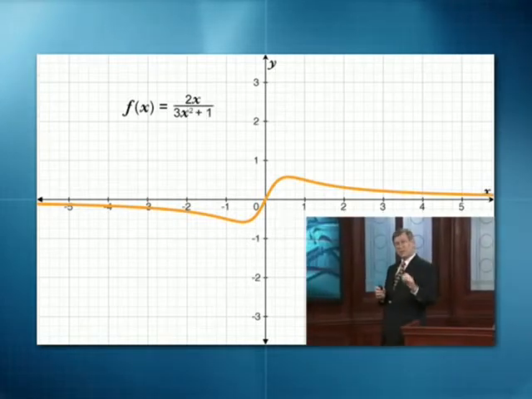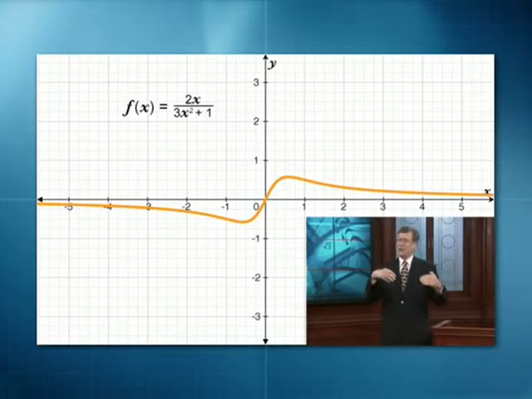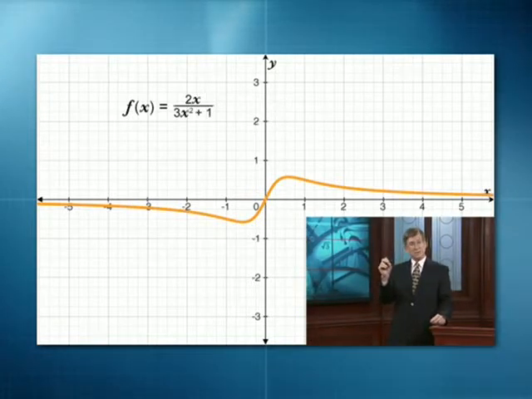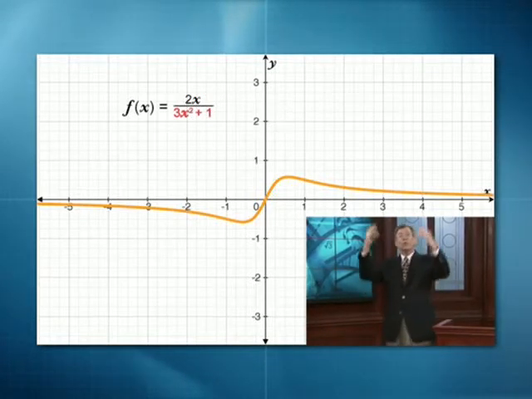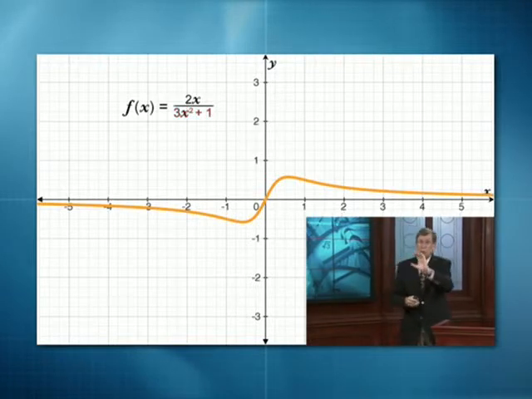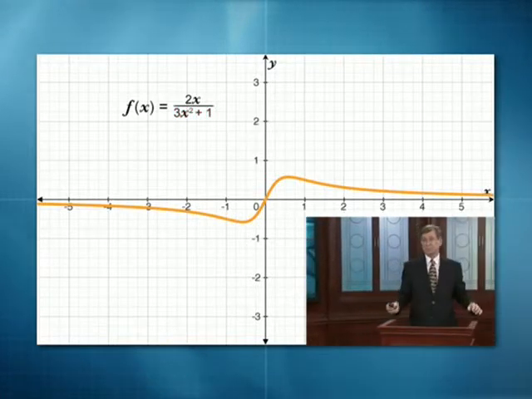But the horizontal asymptote, you can see in an intuitive way that as x gets very large positive, the numerator is 2 times a large number, but the denominator is 3 times a large number squared, and hence the denominator kind of overwhelms the numerator and the quotient approaches 0.